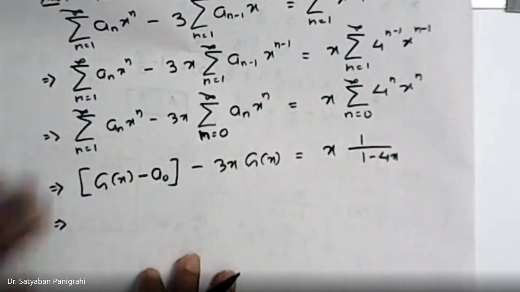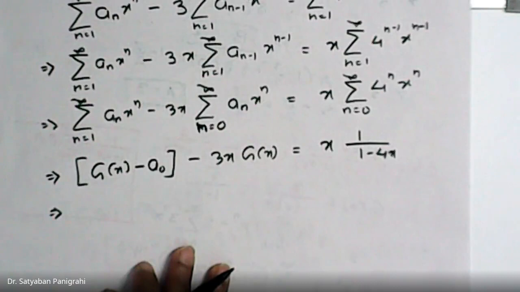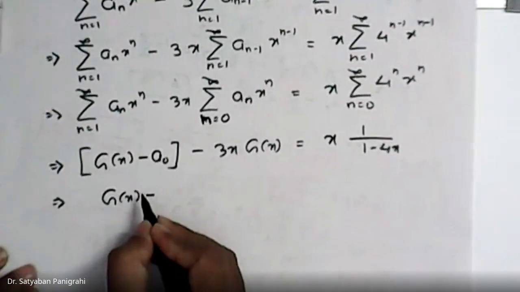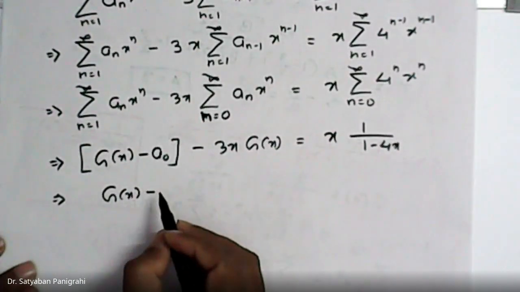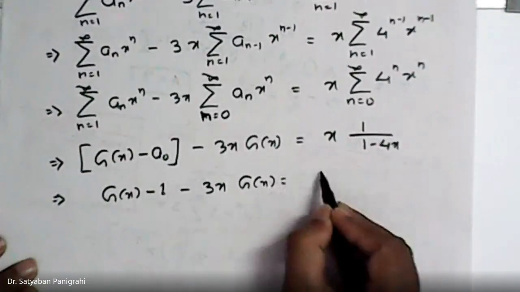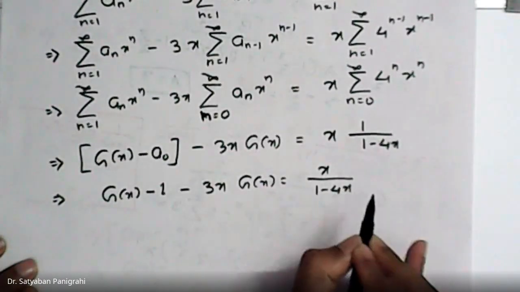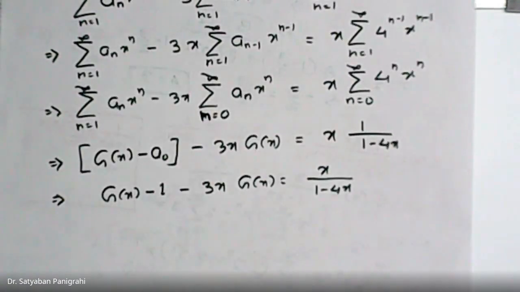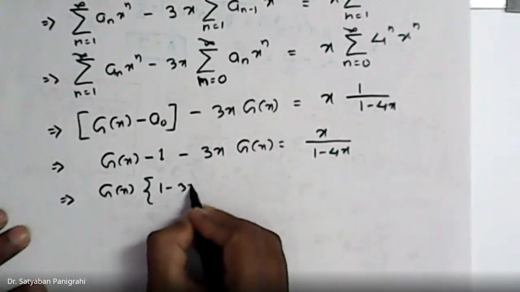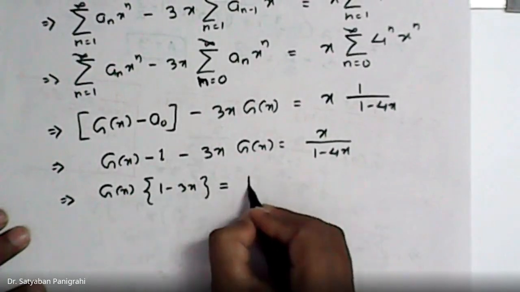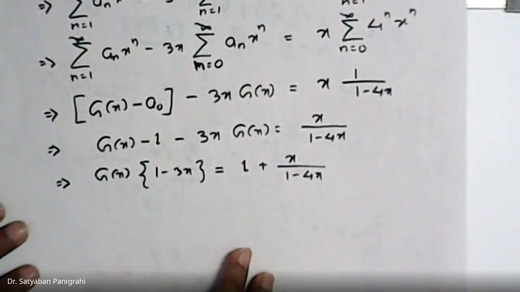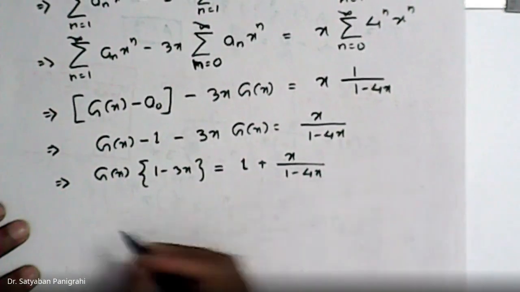Now put the value of the condition. What is the condition given? A0 value equal to how much? A0 equal to 1. So 1 minus 3x times g(x) equal to x divided by 1 minus 4x. Okay. Now g(x) into 1 minus 3x can be written as 1 plus x divided by 1 minus 4x, taking this minus 1 to this side. Or by simplifying, next step I will simplify.